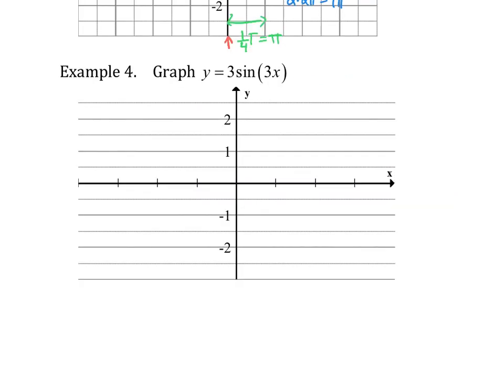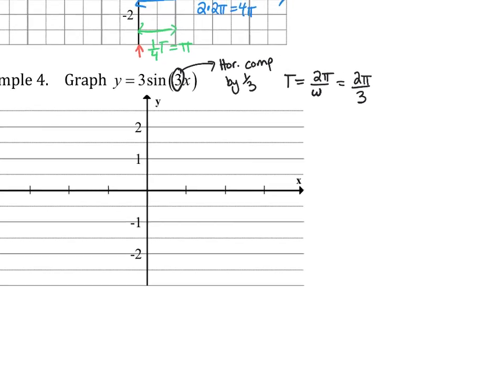Okay, let's look at an example of a sine function, and we're going to start by calculating the period. We have this 3, which should change the period, and it's going to actually be a horizontal compression by 1/3. If we just run this through the formula, T equals 2 pi over omega, we get 2 pi over 3. So the period is 2 pi over 3.